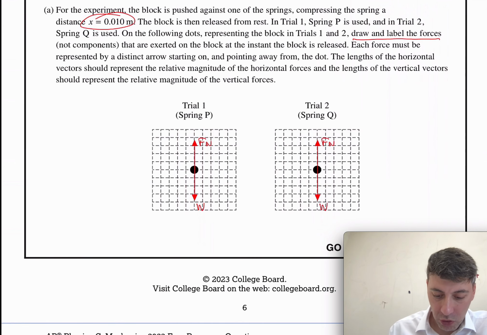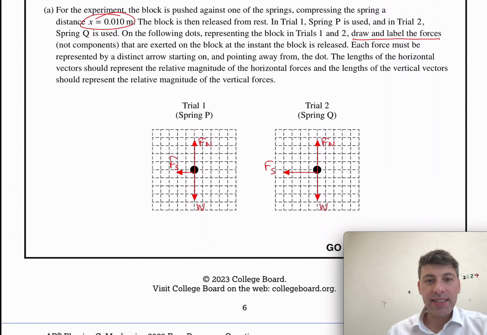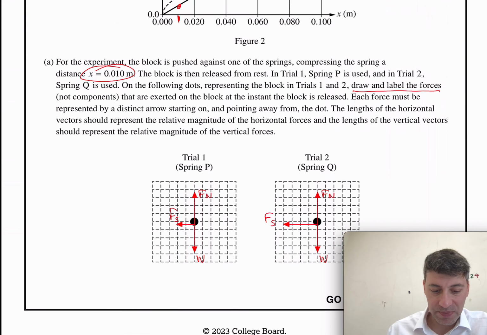So we'll draw a force to the left for the spring Q, that has a length of 4 blocks. This is the force by the spring, and exactly half of this length, so 2 blocks approximately. So again, this is the force by the spring. And since there is no friction, these are the forces that are applied on the two objects.